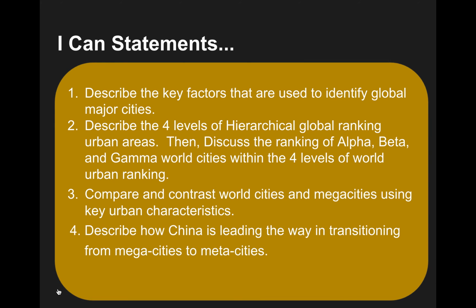Breaking it down, first, describe the key factors that are used to identify global major cities. Secondly, describe the 4 levels of hierarchical global ranking of urban areas. Then, discuss the rankings according to alpha, beta, and gamma world city rankings within those 4 levels of urban rankings. Third, compare and contrast world cities and mega cities using key urban characteristics. Just to give you a heads up, world cities are going to be in the more developed regions, and then mega cities will be in the less developed regions, primarily today in the 21st century. And 4, describe how China is leading the way in transitioning from a country with several mega cities to meta cities.